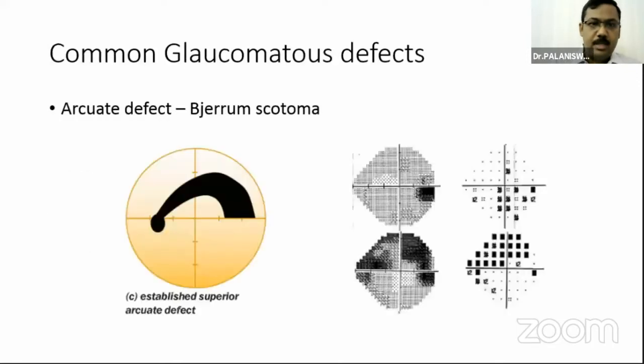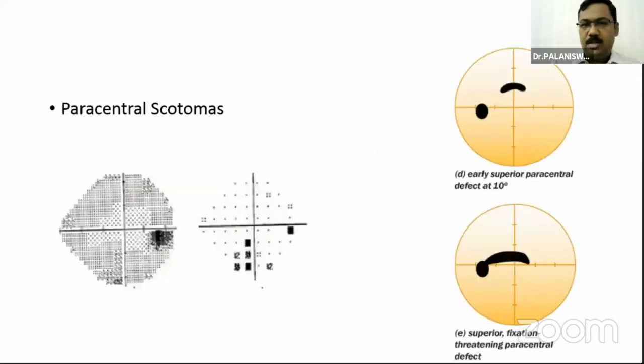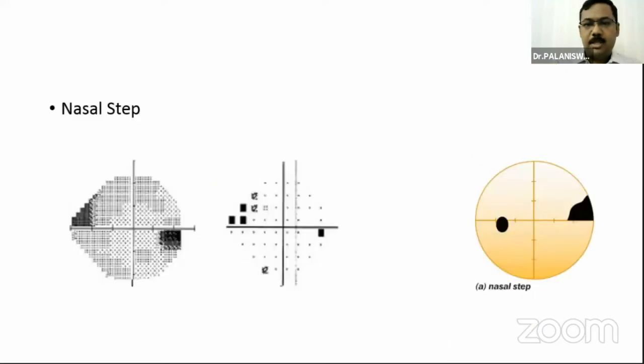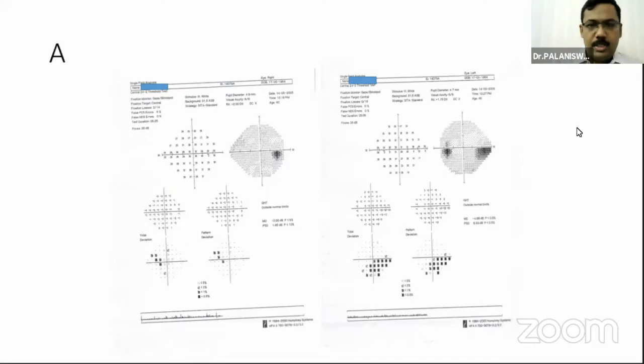So these are some of the common glaucomatous defects. We have the arcuate scotoma, which originates at the optic disc and goes around to the nasal field across fixation. This is your paracentral scotomas. This is how they look. And this is the nasal step. So now we'll just come to a few examples.